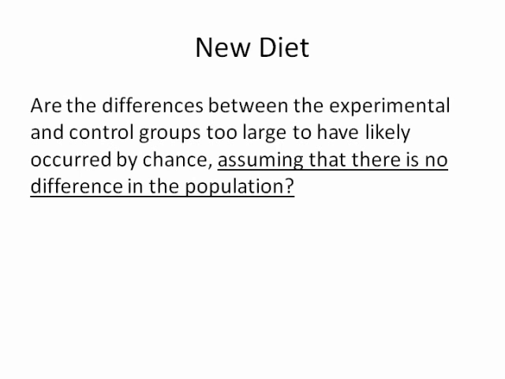You may recall from one of our early lectures where I gave an example about a diet. You remember that? Some people received a diet drug and others did not. Here we can ask the research question: are the differences between the experimental and control groups too large to have likely occurred by chance? And again, that's assuming that there's no difference in the population.